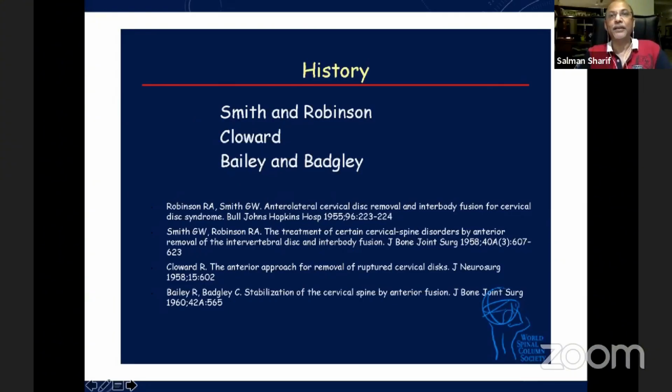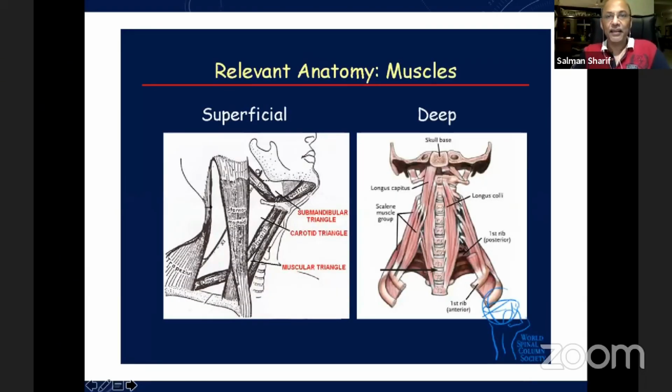History goes back to Smith, Robinson, Cloward, Bailey, and Bagley, and this all has been going on for the last 80 years or so. Relevant clinical anatomy. Muscles: there are two groups of muscles. One is superficial, obviously the sternocleidomastoid, and then the deep muscles. And there are triangles, which we all know of, the three triangles that we generally study. And then you've got deep muscles, and these are the important longus colli muscles that you need to push laterally and dissect in order to put your retractor underneath, which in the majority of patients we perform.